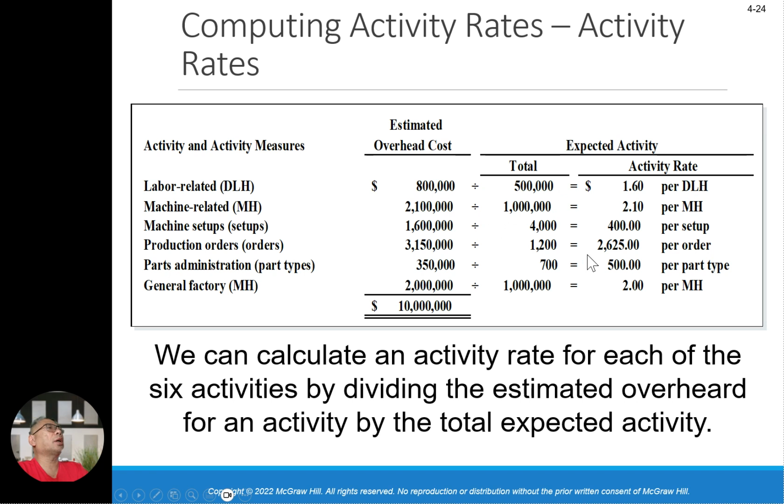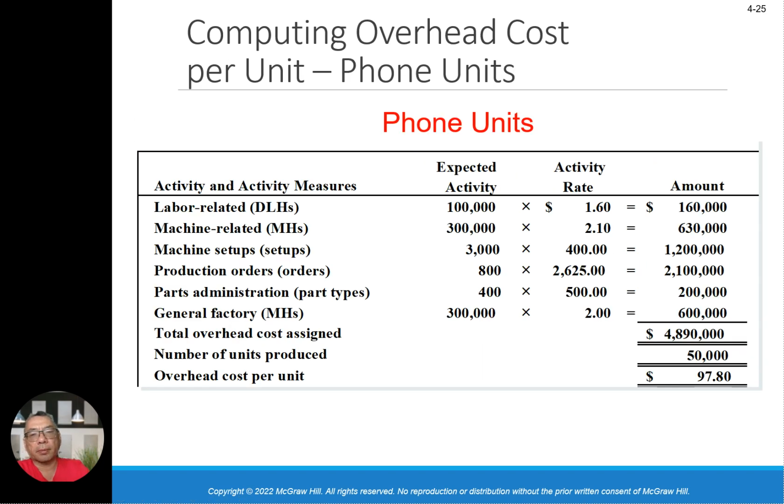Once you do that, you're going to calculate the activity rate. Once you have the whole total here, you're going to calculate based on activity rate. 800 divided by 500 will be 1.6. 2.1 divided by 1 million, 2.1. 1.6 divided by 4,400 for setup. 3.15 divided by 1,200, 2,625 per order. And then 350 by 700 is 500. And then 2 million divided by 1 million is 2 million. So that's based on activity rate.